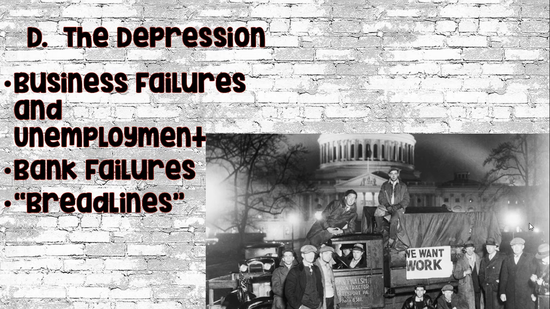Red lines were basically kind of like soup kitchens, and that's on the next slide. In a lot of cities, you would have soup kitchens. People are homeless, need food, so they wait in line just to get a meal, to get bread. There were also places in cities called flop houses, places for people to stay for the night.